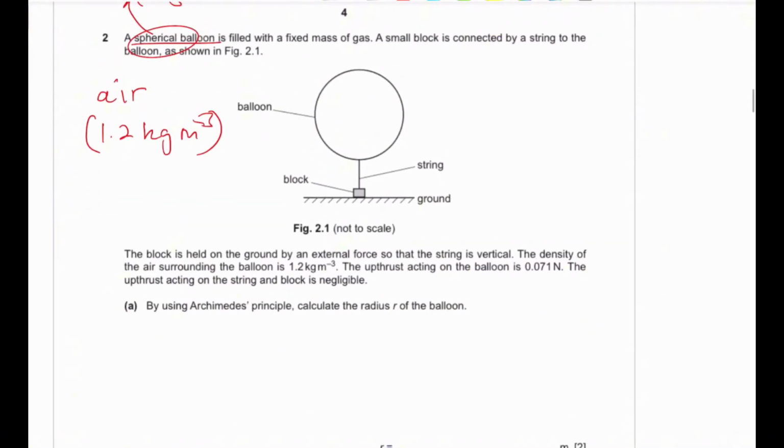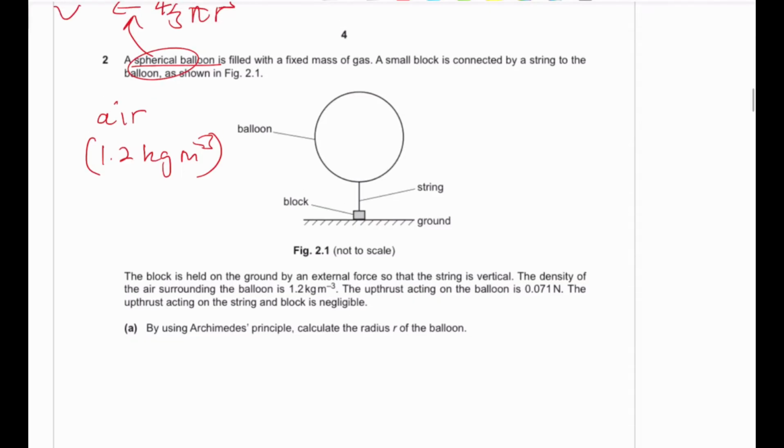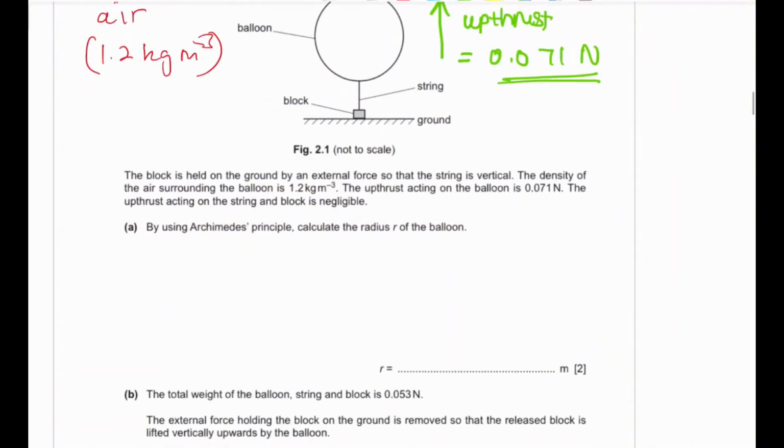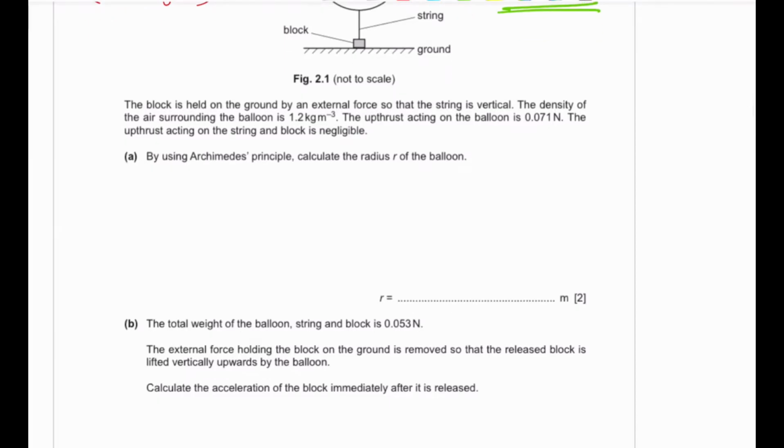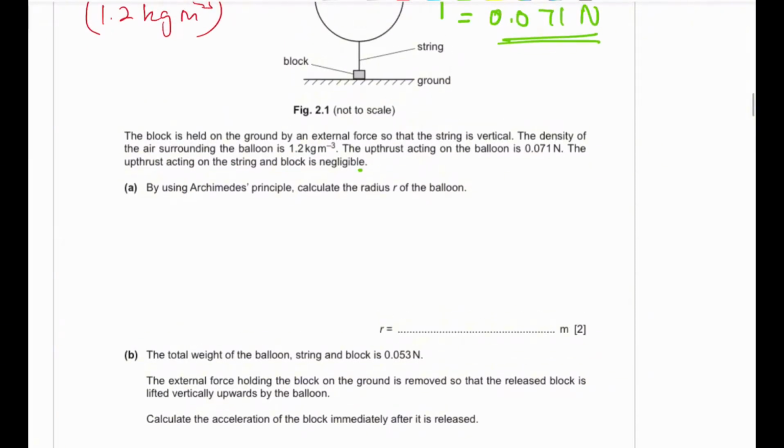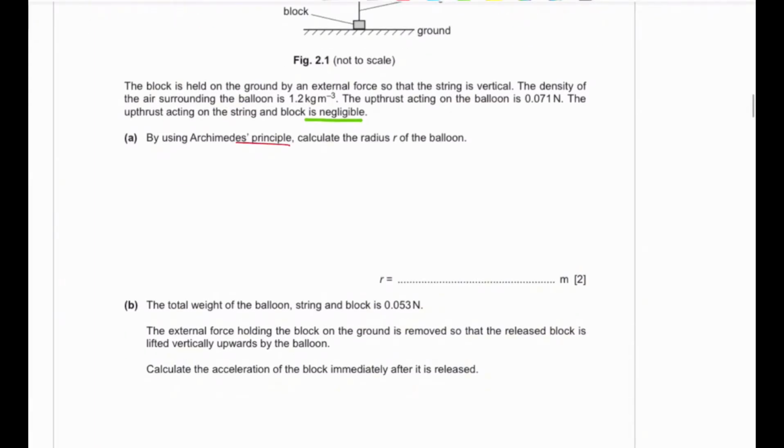Then the upthrust acting on the balloon is 0.071 newtons. The upthrust is the one acting upwards, so this is very important, we just keep it. We've been told that the upthrust acting on the string and the block is negligible, so we don't consider anything acting on that. By using Archimedes' principle, calculate the radius r of the balloon.